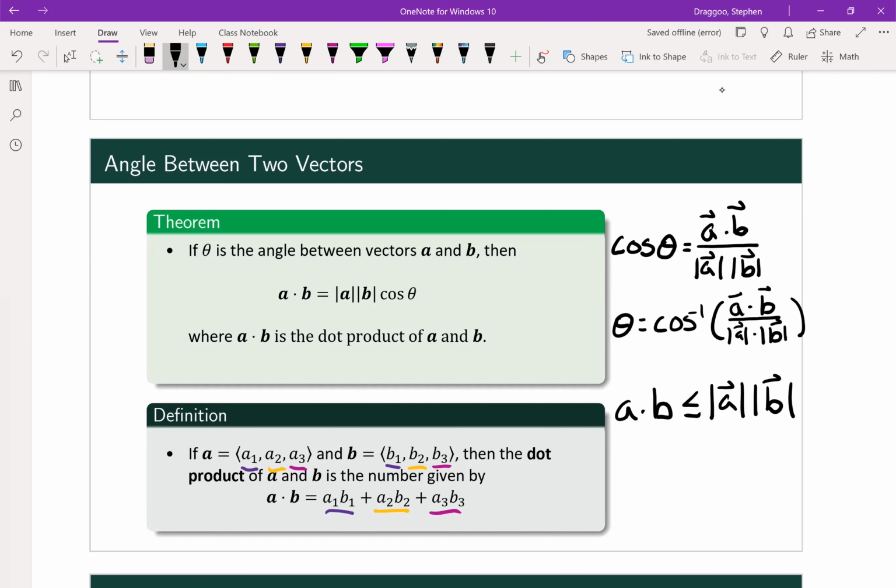So the dot product of two vectors should always come out to be less than the magnitudes of the two vectors multiplied together, unless those two vectors are parallel, in which case cosine of 0 is just 1, so we end up with the dot product equal to the product of their magnitudes. But we call this particular inequality the triangle inequality.